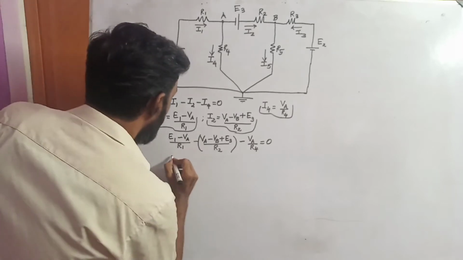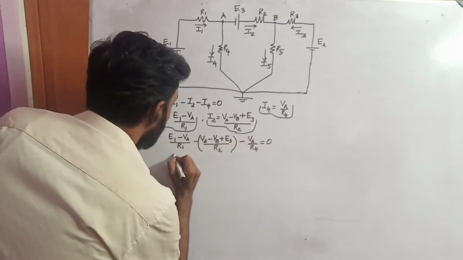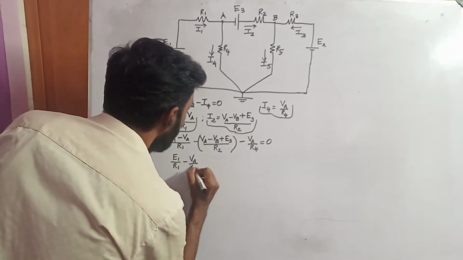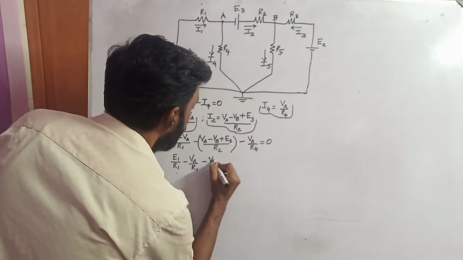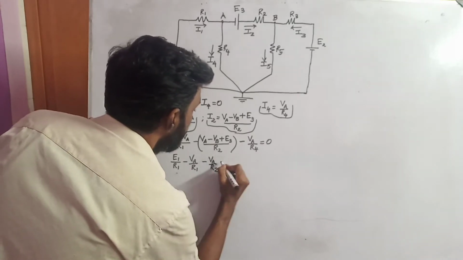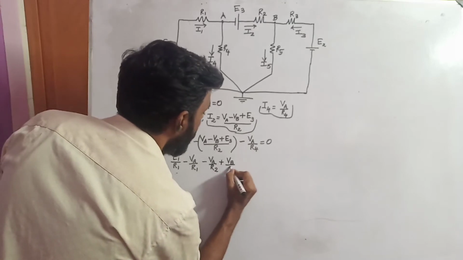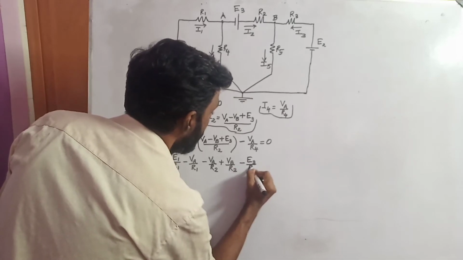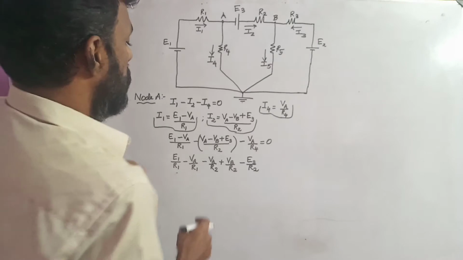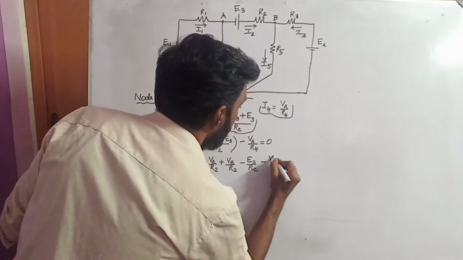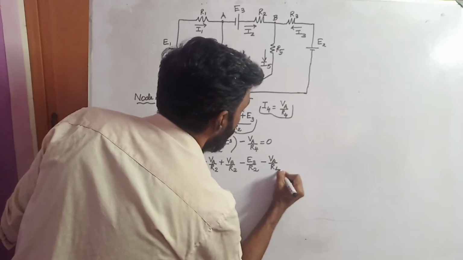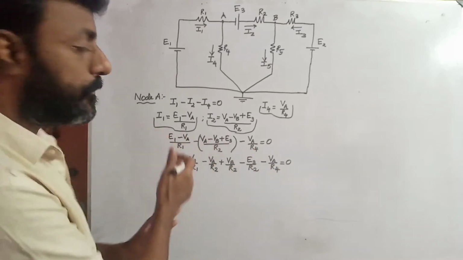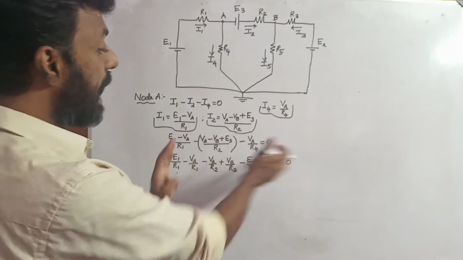Now we need to split the terms. So it will be E1 divided by R1 minus VA divided by R1, minus VA divided by R2 plus VB divided by R2, minus E3 divided by R2, minus VA divided by R4 equal to 0. Now I'm going to segregate each and every term. I'm going to club all identical terms.